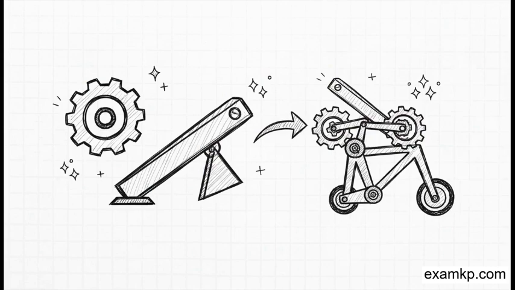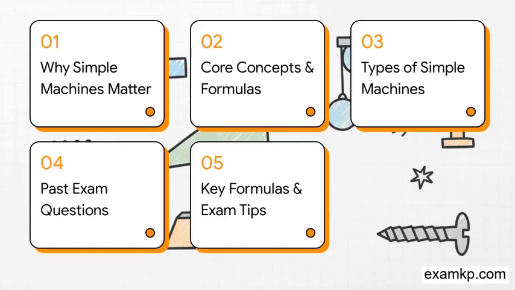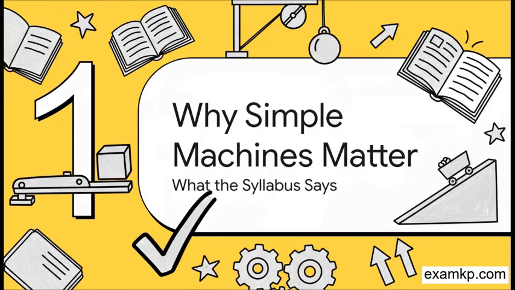Okay, so here's our game plan. First, we'll see exactly what the syllabus says you need to know. Then we'll get into the nitty-gritty, the core concepts and all the formulas. After that, we'll meet the whole family of simple machines. And the best part, we're going to solve actual past exam questions together. Then we'll wrap up with a handy formula sheet and some killer exam tips. You ready? Let's go.